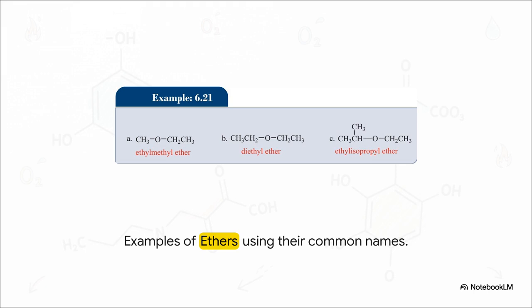Their common names are just as simple. You literally just read the names of the two alkyl groups connected to the oxygen in alphabetical order and tack the word ether onto the end. For instance, ethyl, then methyl, ether.